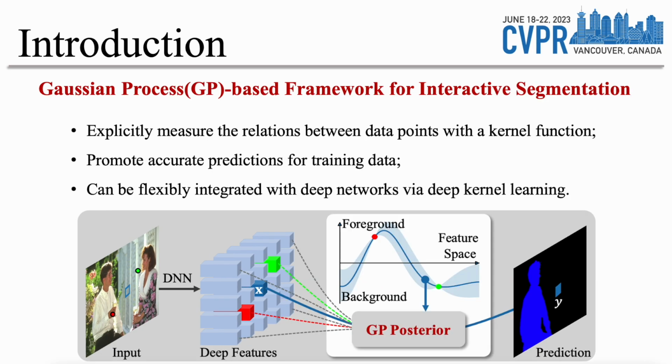To alleviate the above issues, we attempt to construct a Gaussian process-based framework for this task, because Gaussian process models can explicitly measure the relations between data points with a kernel function, can promote accurate predictions for training data, and can be flexibly integrated with deep networks via deep kernel learning.